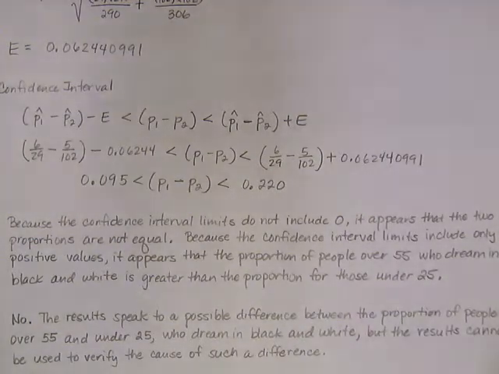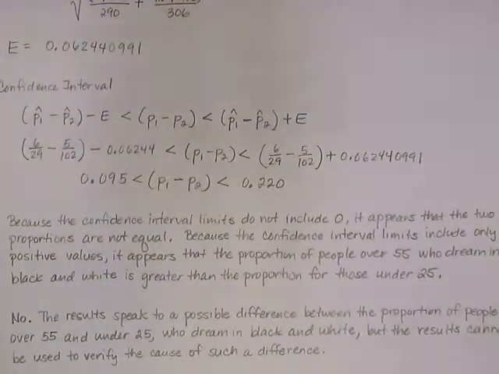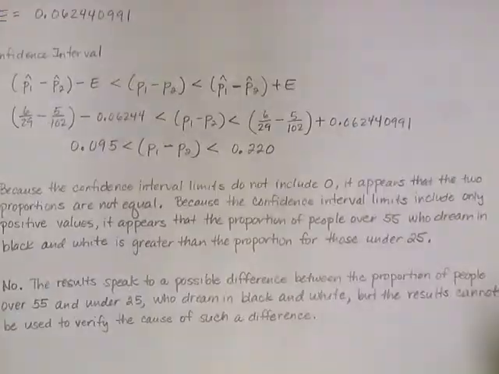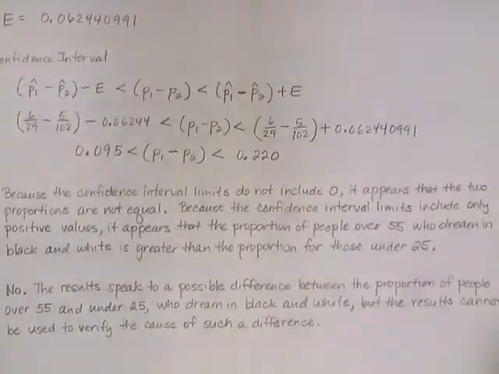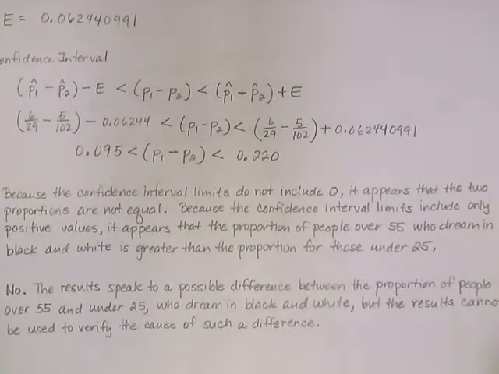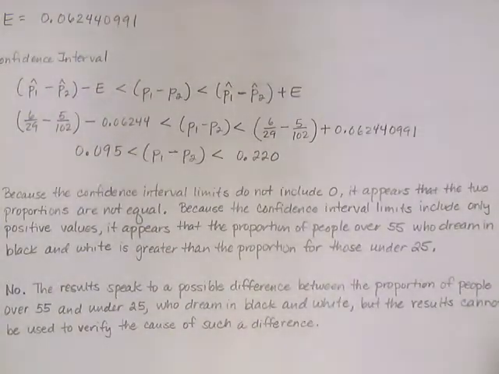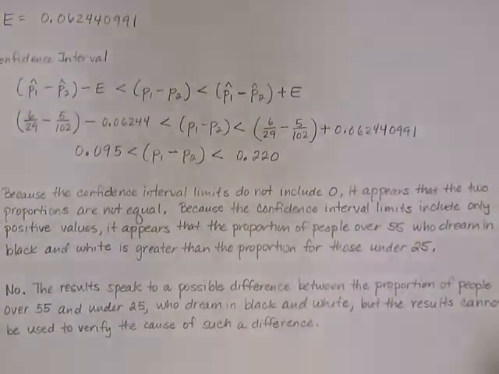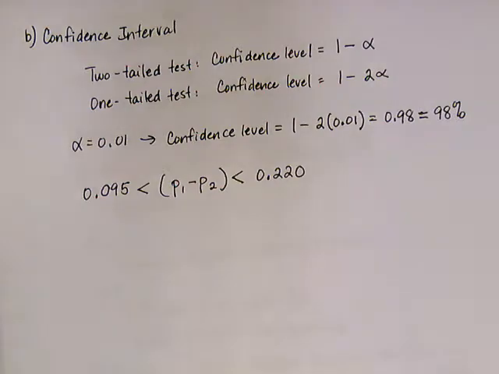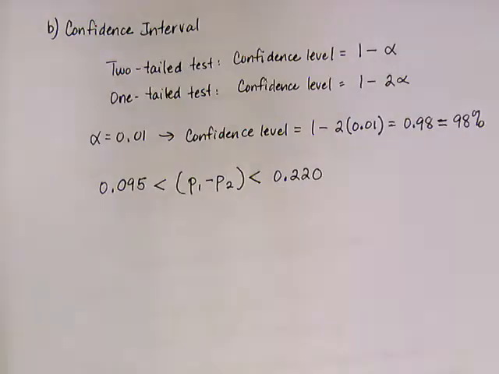And then that question also asks, can these results be used to verify that explanation? And the answer there will be no. Here the results speak to a possible difference between the proportion of people over 55 and under 25 who dream in black and white, but the results cannot be used to verify the cause of such a difference. So as you can see, there are 3 different parts to that particular example.